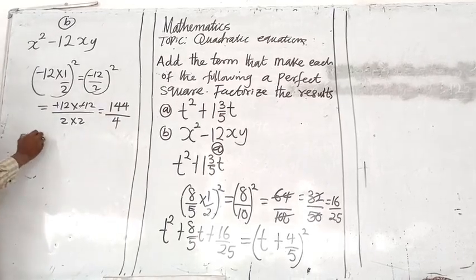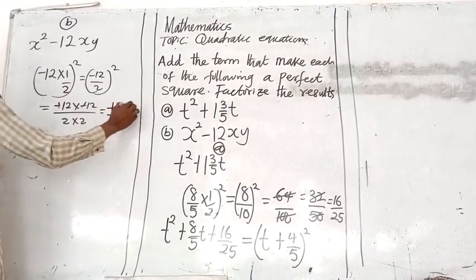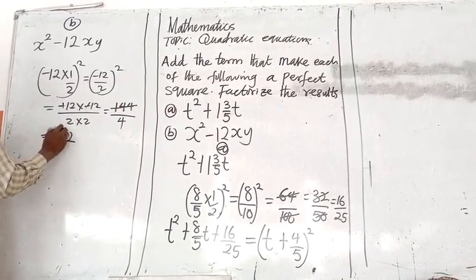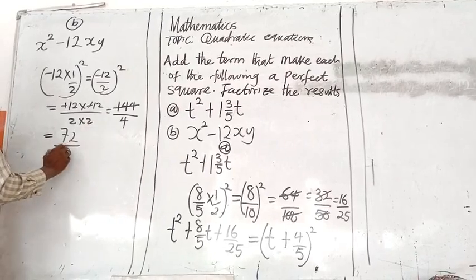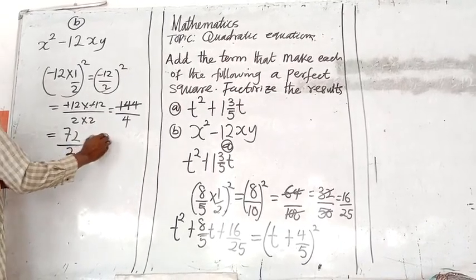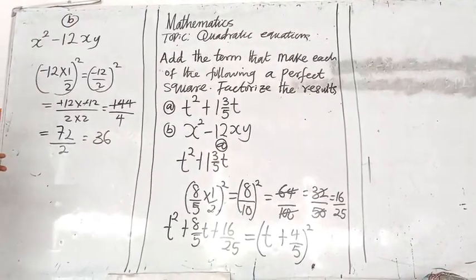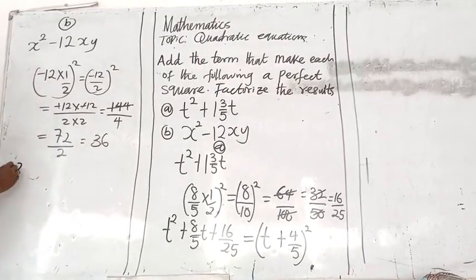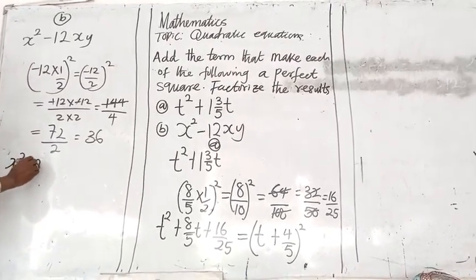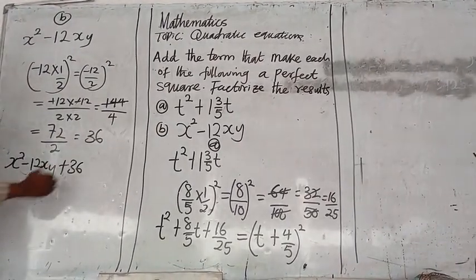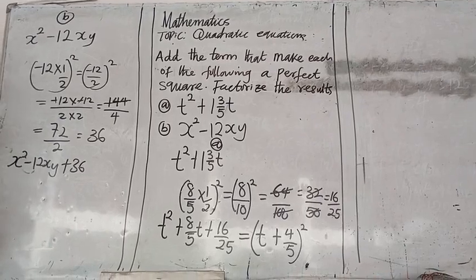Now I have to make it in the lowest term. Divide by 2 here, we have 72. Divide by 2 again, we have 36. Which means 36 can be added to this to make it a perfect square. So we have s squared minus 12sy plus 36 that can be added to it to make it a perfect square. So how can we express this?